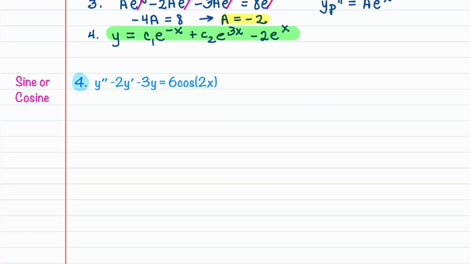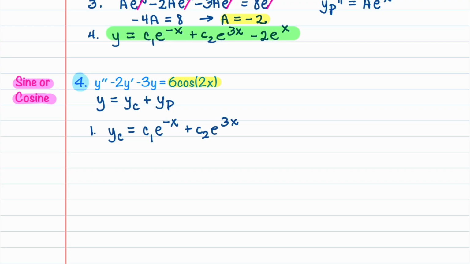In example 4, our right-hand side is a trigonometric function. I chose it to be cosine. So this is just an example where you have a sine or a cosine on your right-hand side. y is going to be equal to y sub c plus y sub p. For step 1, let's write down y sub c. We should have this memorized by now. c1e to the minus x plus c2e to the 3x. And then for step 2, we are going to find our particular solution.